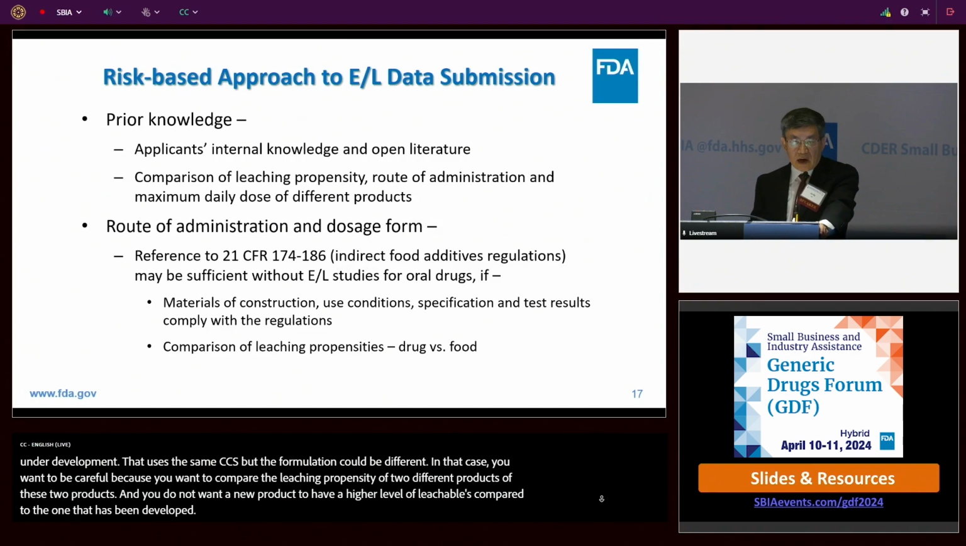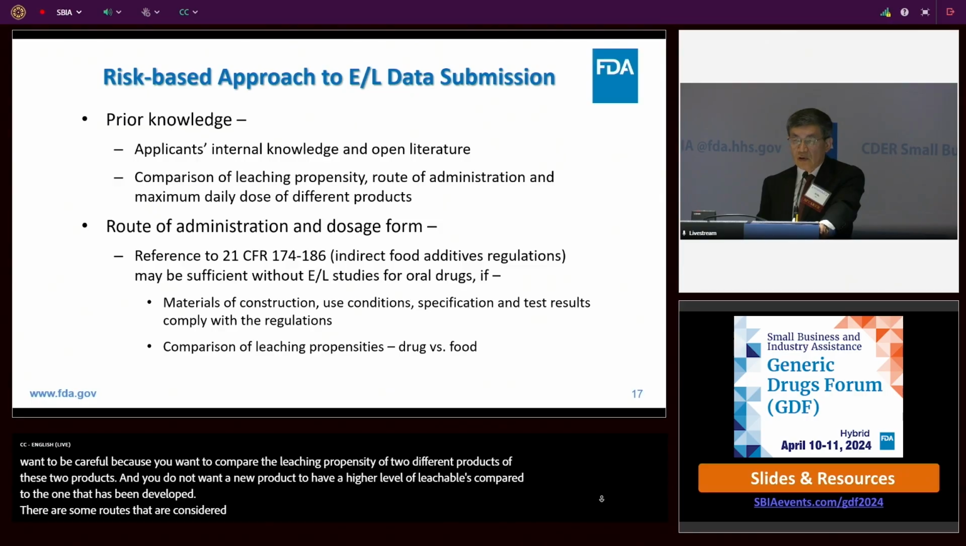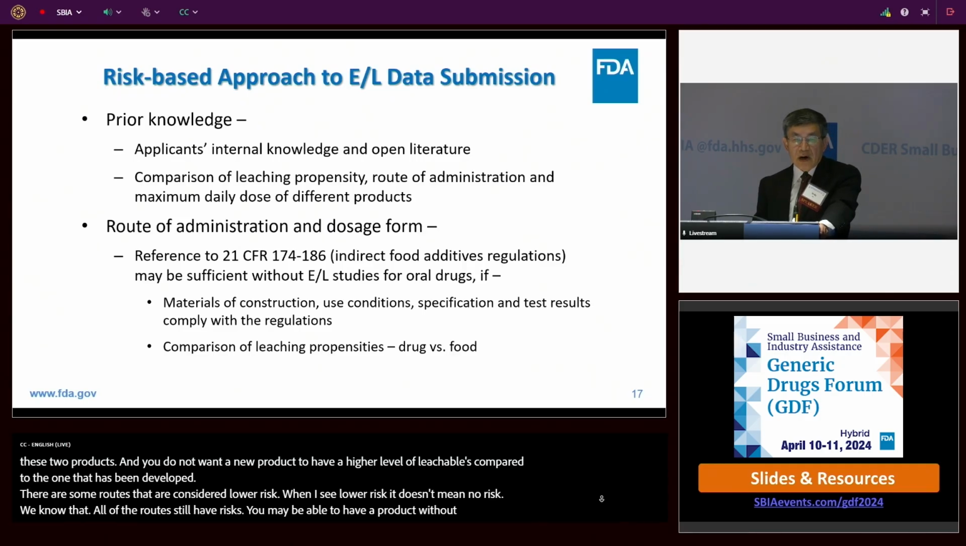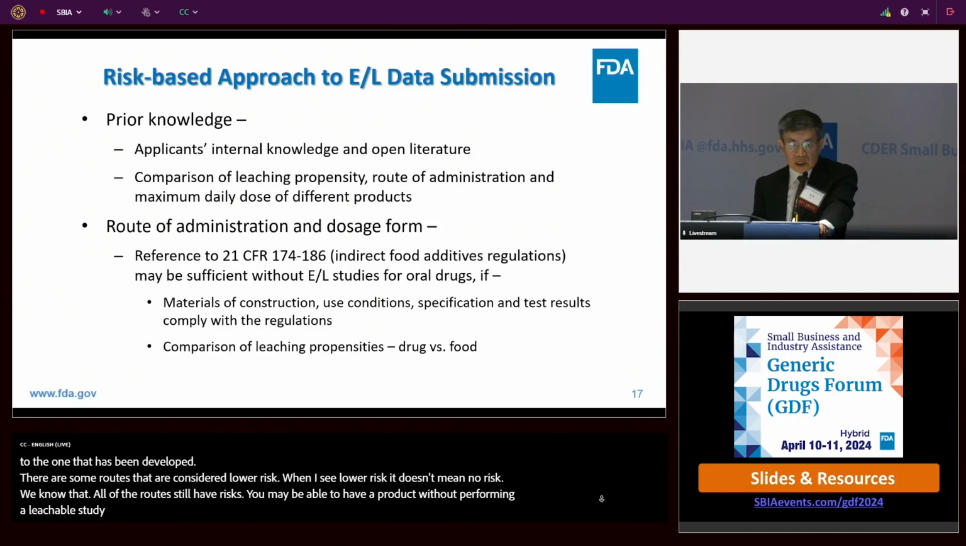There are some routes that are considered lower risk, for example, the oral route. When I say lower risk, it doesn't mean that it is no risk. We know that if we eat the wrong stuff, we get into trouble. So the oral route still has risk, okay? You may be able to develop a product without performing an extractable leachable study for an oral drug by referencing 21 CFR 174 to 186, the indirect food additive regulations, if the following conditions are met.